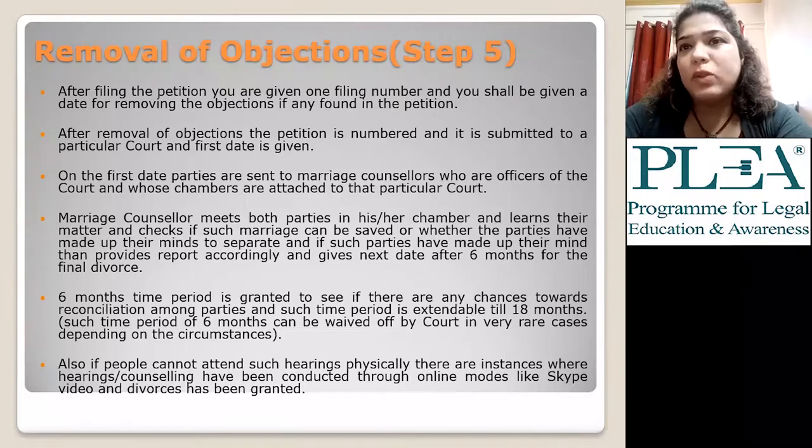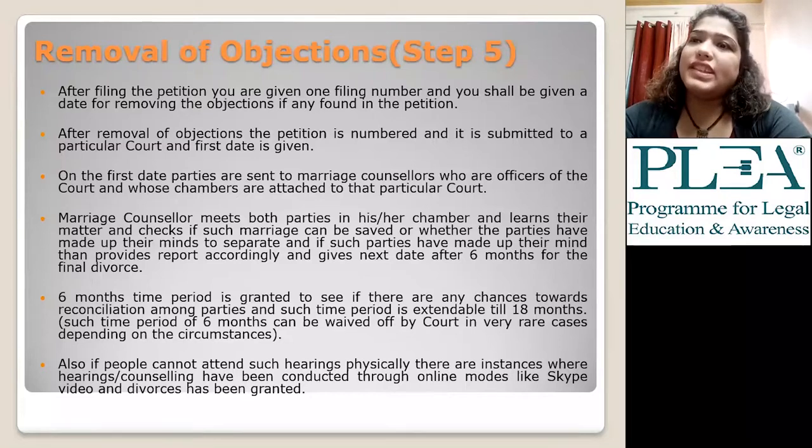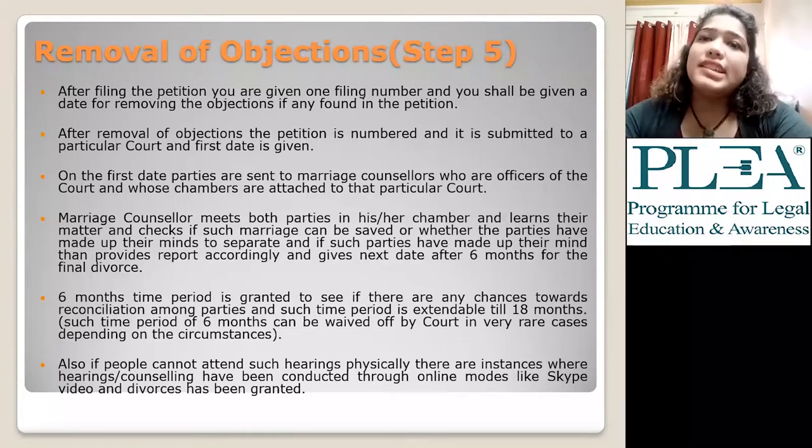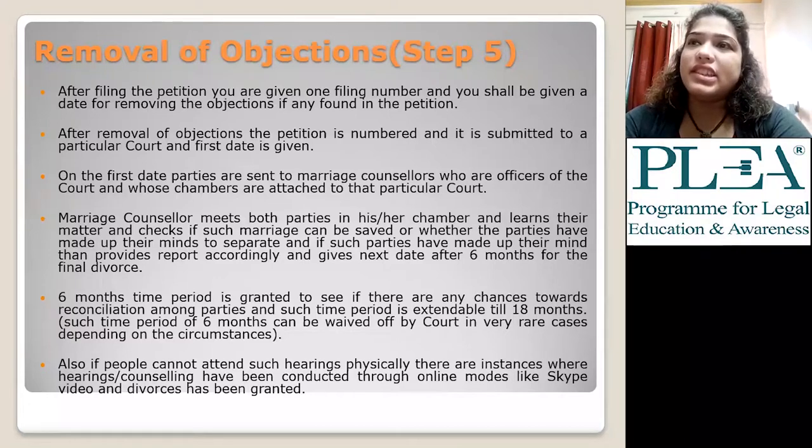the counselor will provide his report accordingly to the court and gives a next date after 6 months. This 6 months time period is very necessary in most of the cases. The next date is after 6 months, or in practicality after 7 months or so, and it is given for the final divorce. The 6 months time period is granted to see if there are any chances of reconciliation, as the parties might change their mind, and such time period is also extendable up to 18 months.